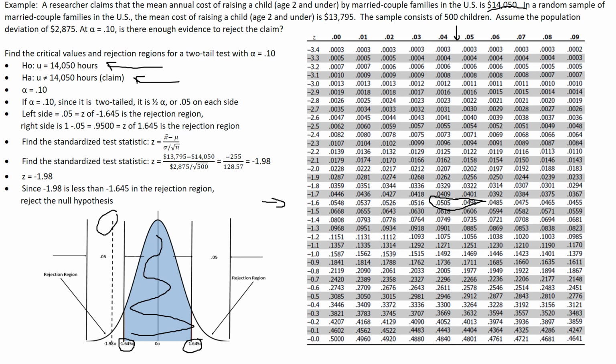Anything less than negative 1.645, I'd reject. Anything greater than plus 1.645, I reject. Those are the rejection regions. So this is in the rejection region, that negative 1.98, because it's less than negative 1.645. So we would reject the null hypothesis that it's equal to $14,050, and we would support the claim.